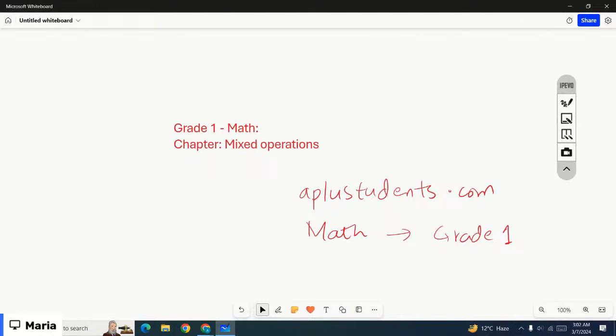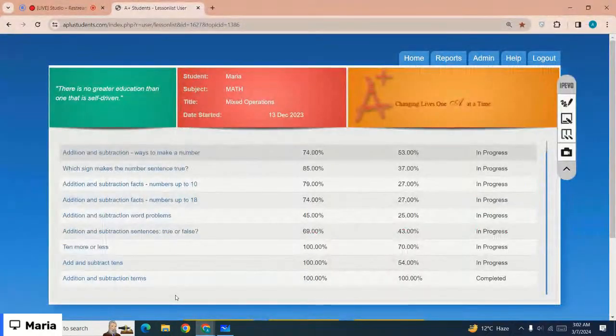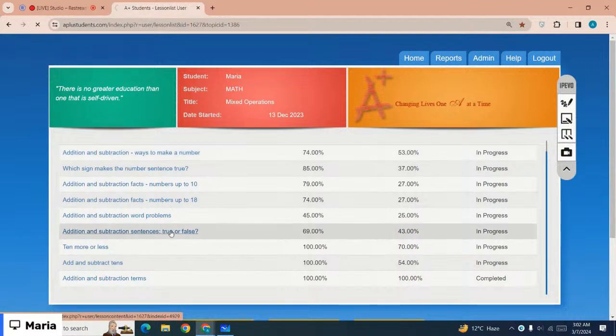Please make sure you have your notebook and pencil so that you can note down the important examples and definitions as well. Here I am on grade 1 math. The chapter we're working on is mixed operations. Let's start with the first lesson, addition and subtraction. We started this lesson in the last session, right? Earlier this week. So I'm going to start with the lesson addition or subtraction sentences true.